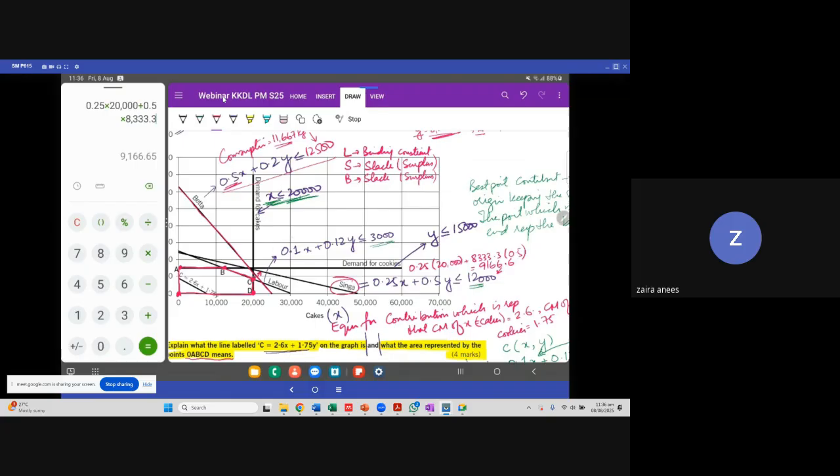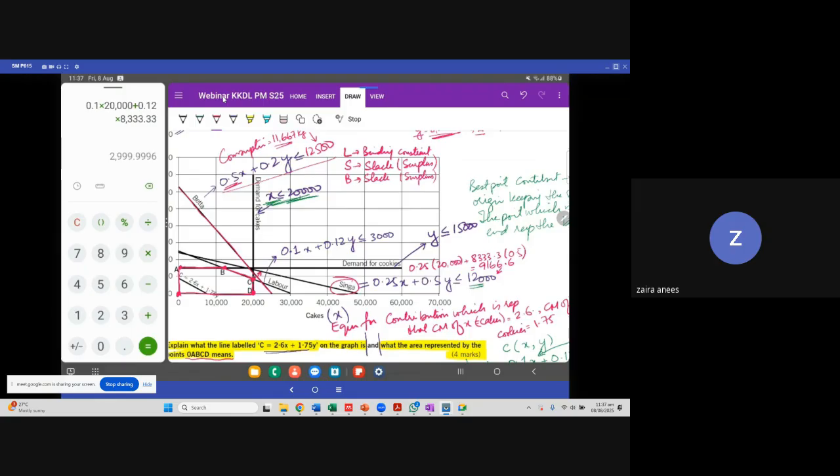What about this one? Let's try to prove this one as well. 0.1 into 20,000 plus 0.12 into 8,333.33. See, it's almost 3,000. So since labor hour consumption will be almost 3,000, that means at the solution, the consumption will be exactly equal to the quantity available, and that means this is a binding constraint, right? Now, from here we can identify the concept of shadow price.